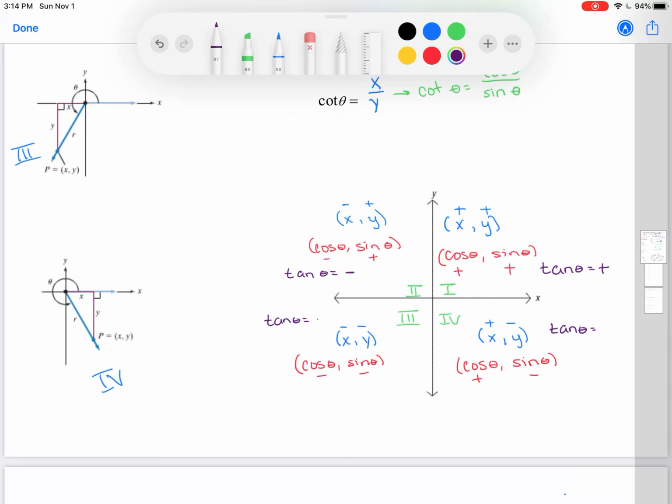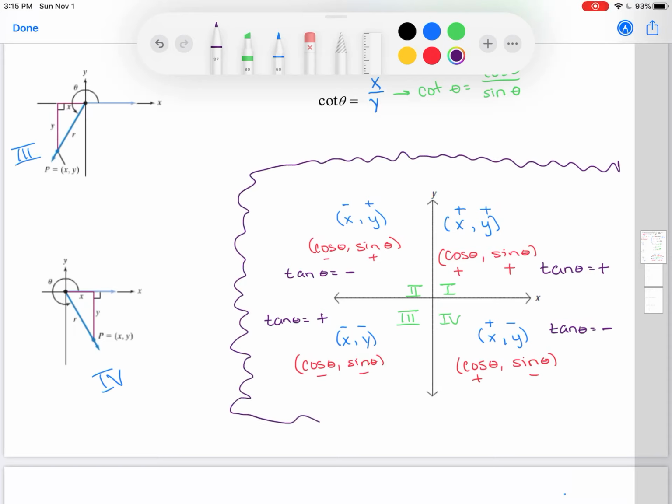Second quadrant, cosine's negative, sine is positive. Since one of them is negative and the other one is positive, that's going to make my tangent negative. Third quadrant, this time they're both negative, and a negative divided by a negative is going to give me a positive. And the fourth quadrant, a positive and a negative, so a negative divided by a positive will give me a negative. All right, notice how in the first and third quadrants, our tangents are going to stay positive, but in the second and fourth quadrants, my tangents will be negative.